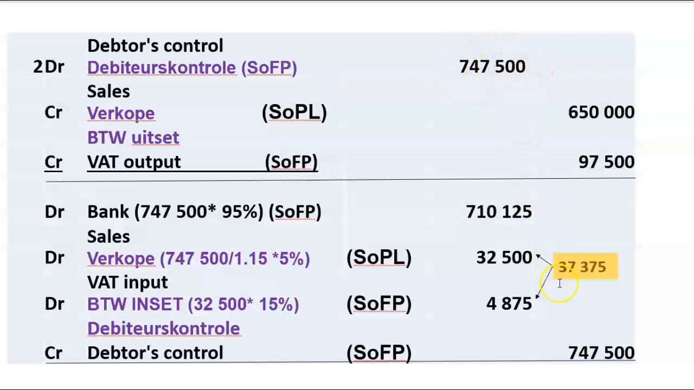747,500, and that is what I have to take out of that account because I'm not going to receive a single cent more from this guy. So I have to clean out this account, 747,500. So what is the difference between the amount that I've received and the outstanding amount that he owed? That is the settlement discount that he has utilized.